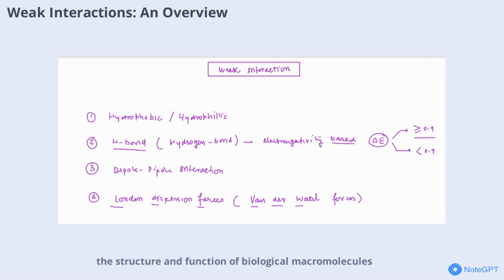These include hydrogen bonds, dipole-dipole interactions, van der Waals forces, and hydrophobic interactions. Although individually weak, collectively they stabilize complex structures like proteins and DNA. Their transient nature allows for flexibility and dynamic changes, essential for biological processes such as enzyme catalysis and molecular recognition.